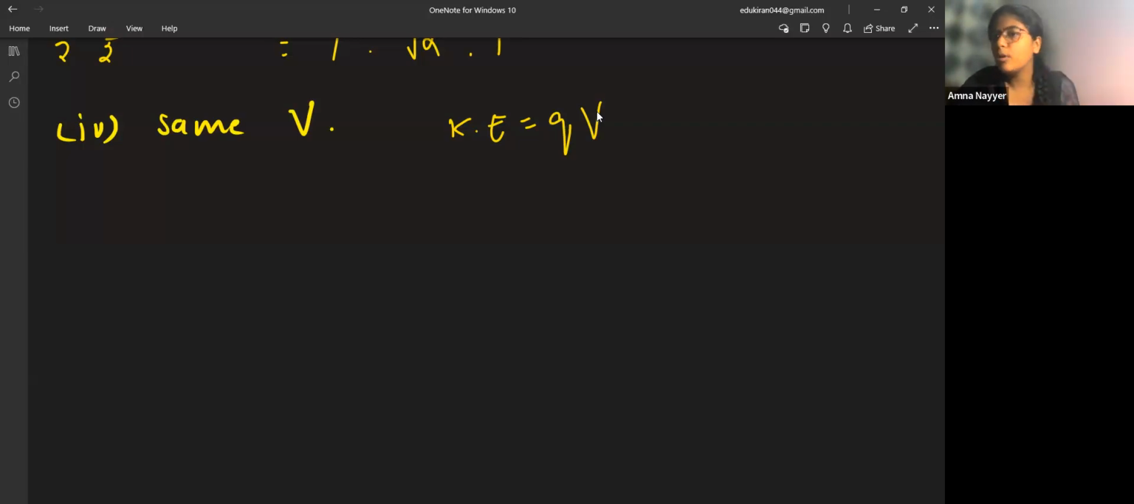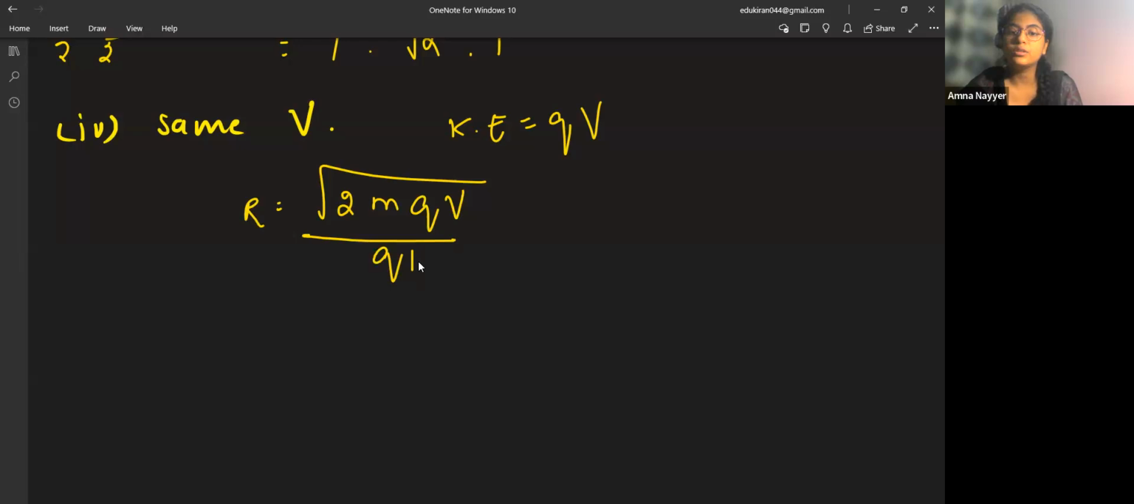So I am telling you the formula because right now you people do not know. But by the end of the session, you should be able to relate all the formulas. If a formula is from one chapter, you should be able to use it in another lesson. So kinetic energy is QV. Now, what is the radius? Radius was root 2m into kinetic energy over QB. This is the formula that I will use.